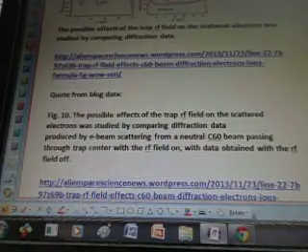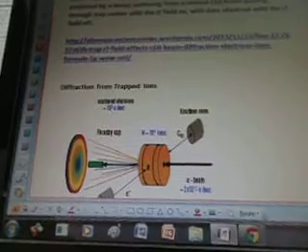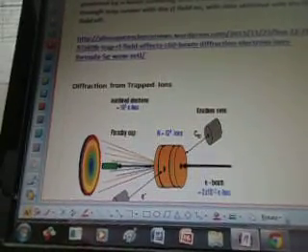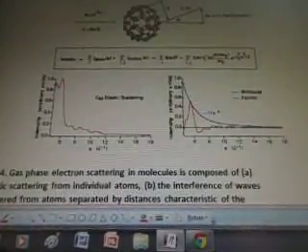Figure 10. The possible effects of the trap RF field on the scattered electrons was studied by comparing different diffraction data produced by an E-beam scattering from a neutral C60 beam passing through the trap center with the RF field on and data obtained with the RF field off. There's a diagram of diffraction from trapped ions. It shows the scattered electrons and Bunsen oven and Faraday cup, E-beam, RF trap, ionization gun, and microchannel plate. And here's electron scattering in molecules. Here's another big diagram with all sorts of calculations on it.